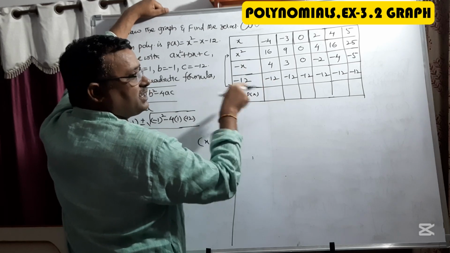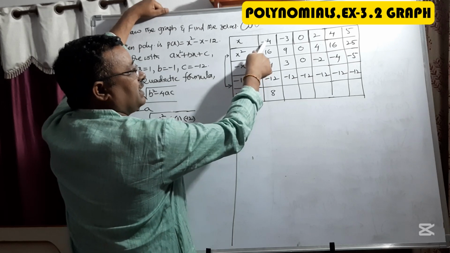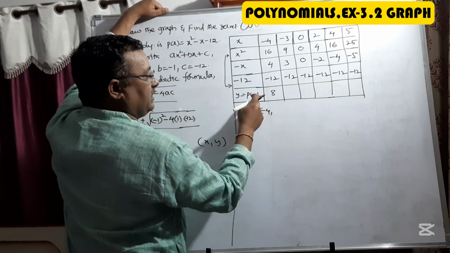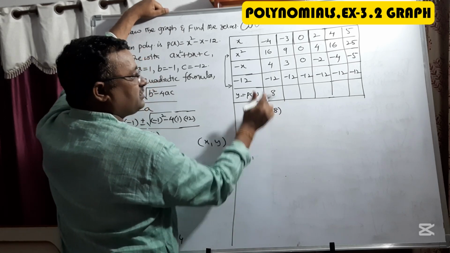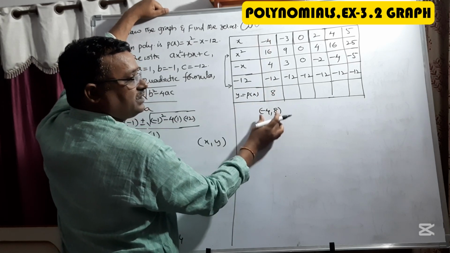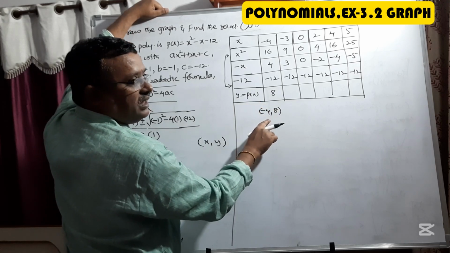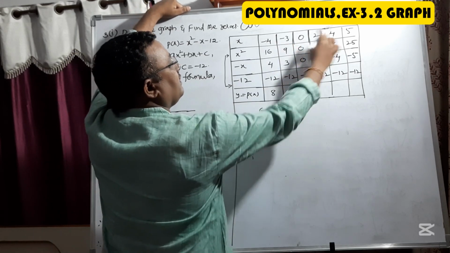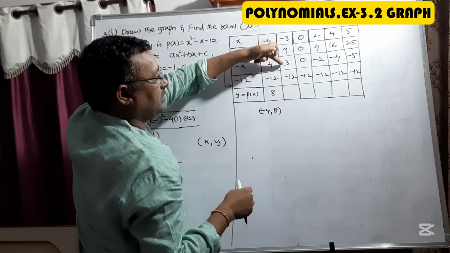20 plus -12, that is 20 minus 12, that is 8. What is the variable value here? -4. What is the corresponding polynomial value p of x? 8. That is nothing but y. You see, variable value and polynomial value together as a pair give us an ordered pair, which represents a point. Clear? Right. Now here, leaving the first row, add these three values only.